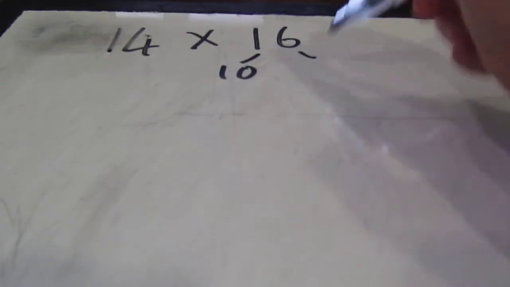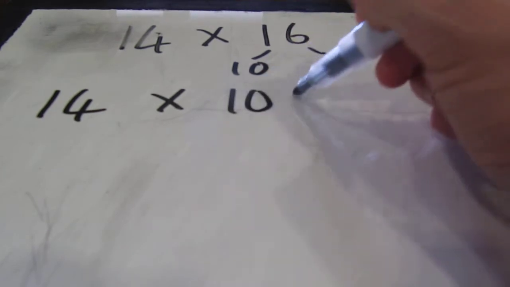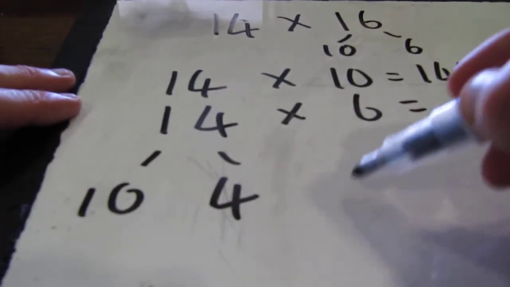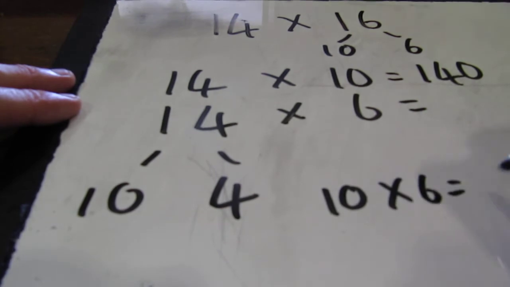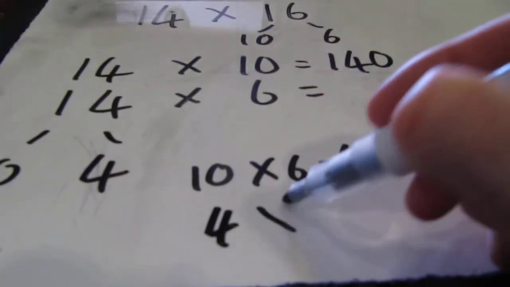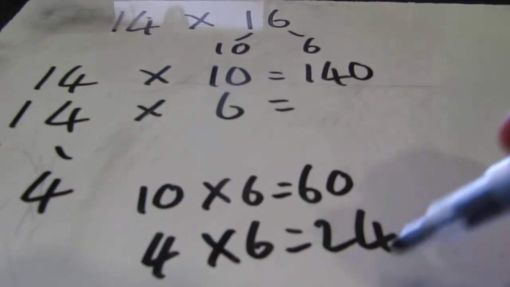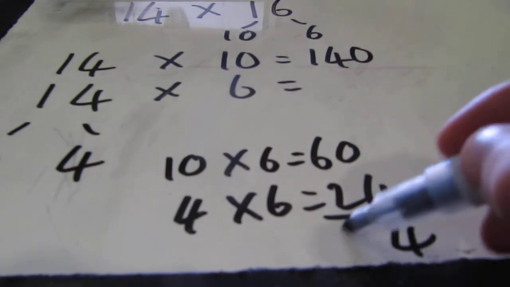Let's look at 14 multiplied by 16. I'll partition my 16 into a 10 and a 6. 14 multiplied by 10 will give you 140. 14 multiplied by 6 is the same as 10 and 4 multiplied by 6. So we'll do the 10 times 6, that's 60. 4 times 6 gives them 24, breaking it down into those simple steps. If we add those two together, we get a 4 and an 8, we get 84.